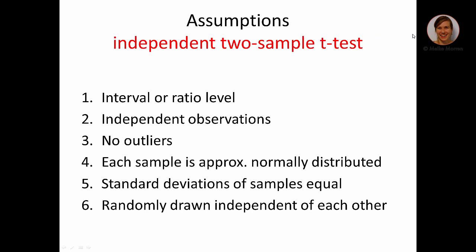Now also, similarly to the one sample t-test, we have to make assumptions. Again, we have to assume that the variable is measured at the interval or ratio level, that we have independent observations, no outliers, and that each sample is approximately normally distributed. Additionally, we also have to assume that the standard deviations of the samples are equal, meaning that the distributions of these samples around the mean are relatively similar. And lastly, we also assume that the samples are randomly drawn independent of each other.